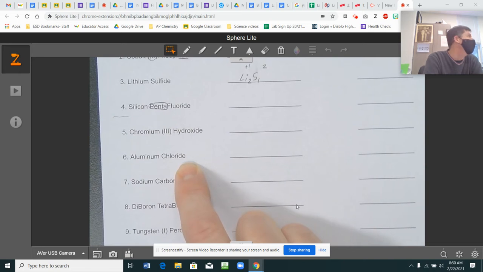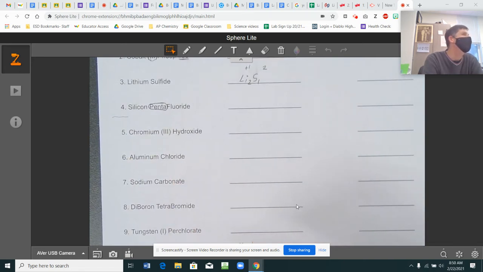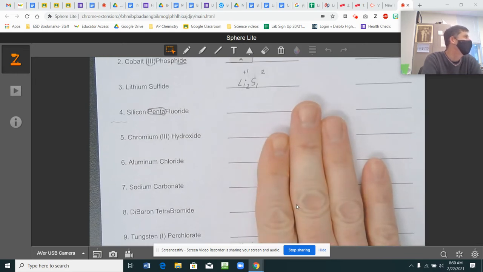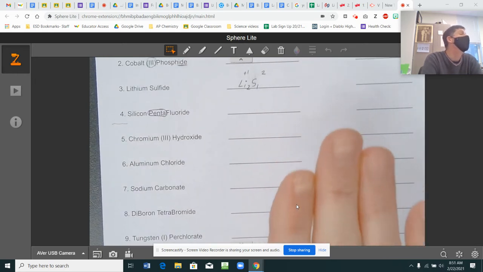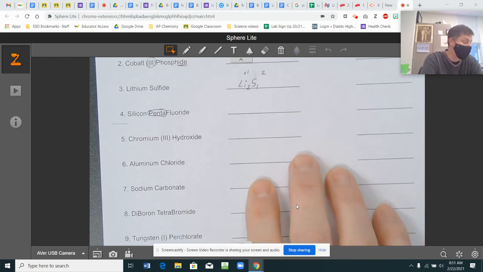Whenever I use a prefix, the elements have to be acting as what? Non-metals. Prefixes are never used with anything acting as a metal. Does that make sense? Do you remember me saying that before? Really kind of get that ingrained.